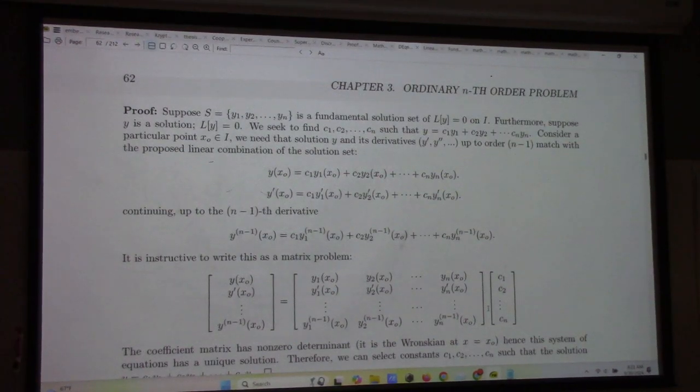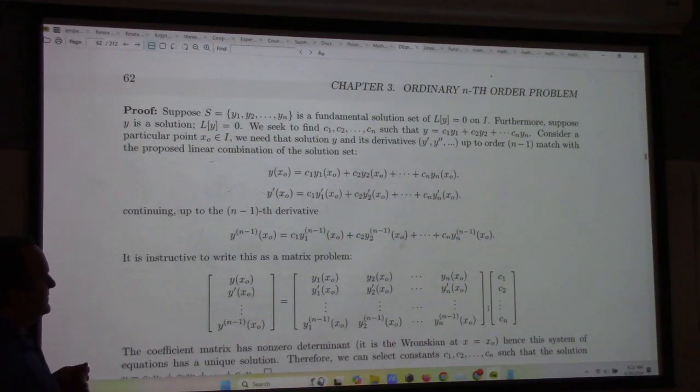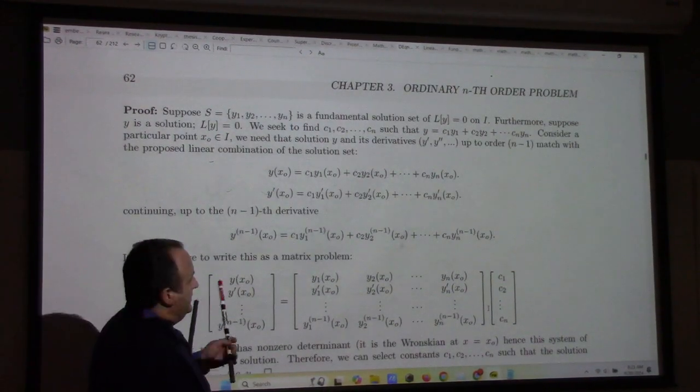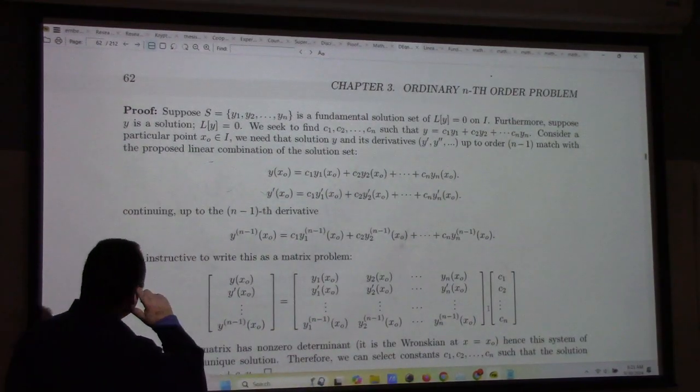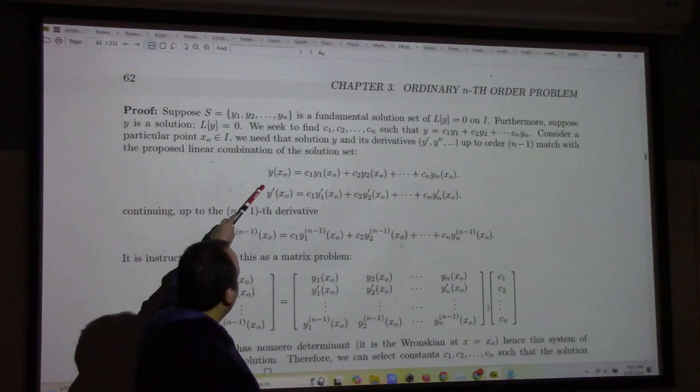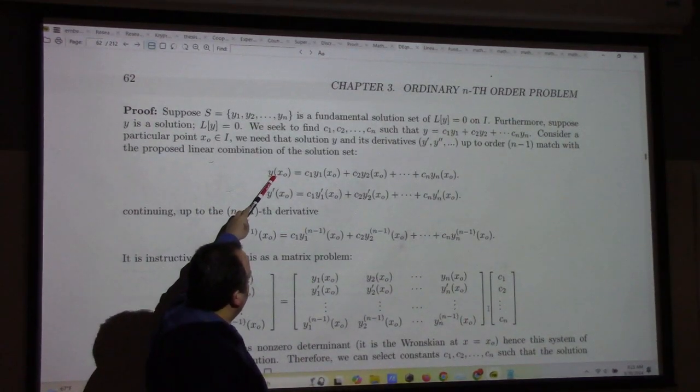So because we have a fundamental solution set from the previous theorem, we just need to find constants c1 through cn, which write y like that. So if I differentiate, so here's my first solution.